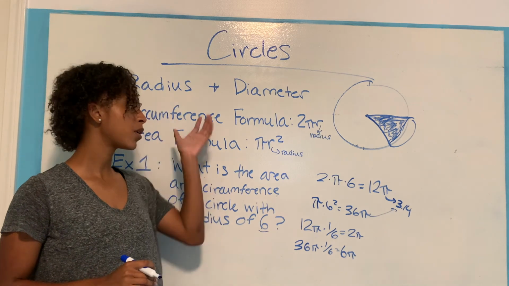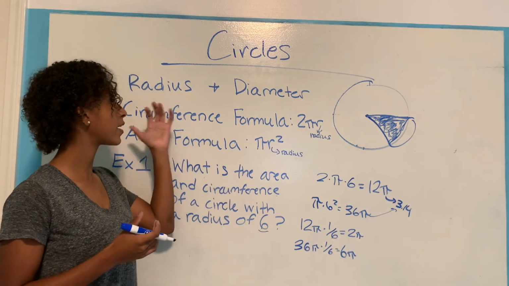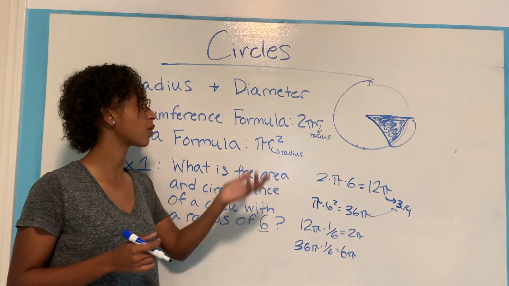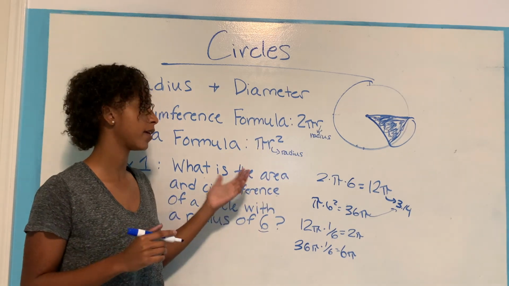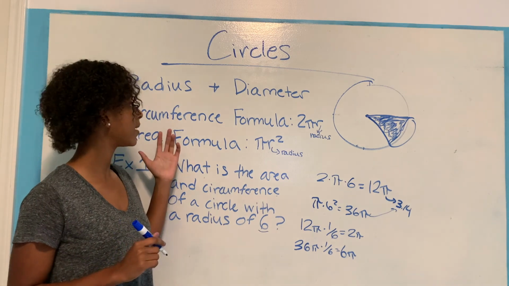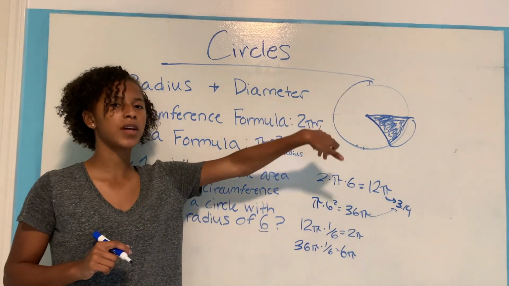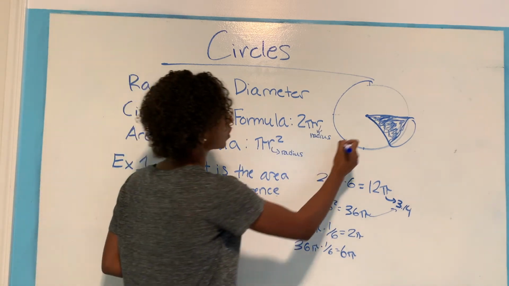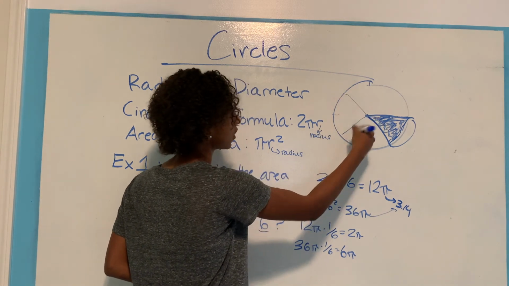Alright, so a quick recap on circles. We learned pretty much 4 vocabulary words in this: radius, diameter, circumference, and area, and 2 formulas. 2 pi r is the circumference formula, and pi r squared is that area formula. Remember, the radius can go from the center of the circle to any edge of that circle. It doesn't matter where it goes. It just has to go from here to any side of the circle. You can go there, you can go anywhere.